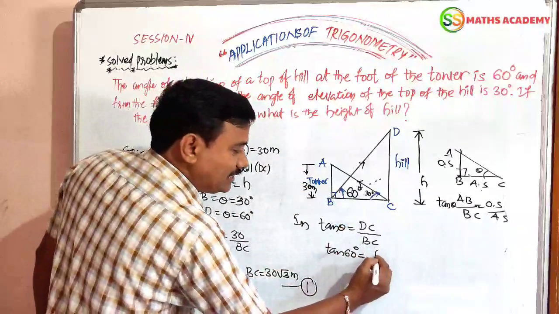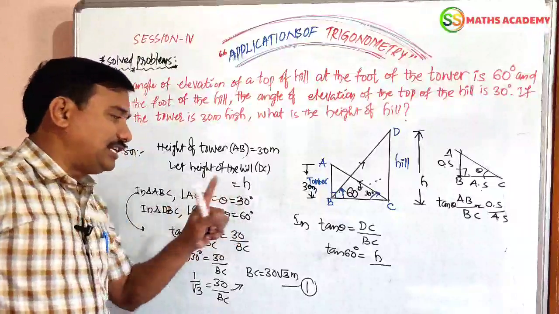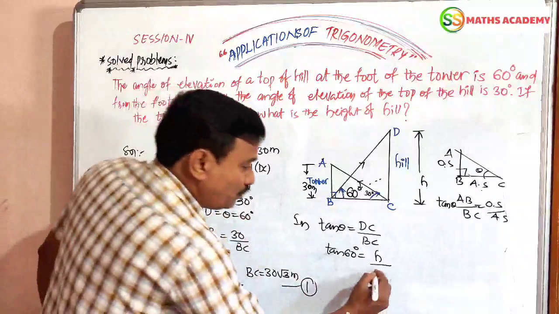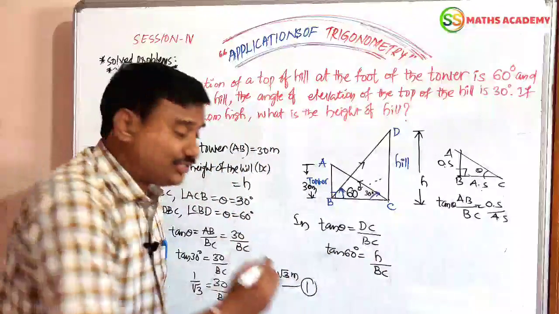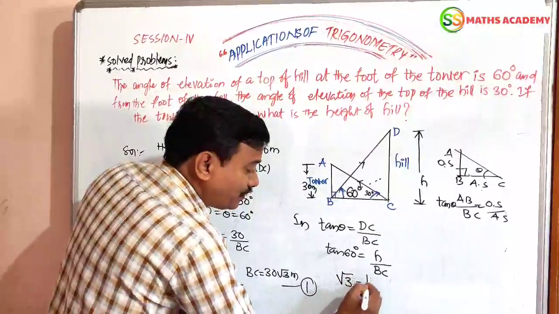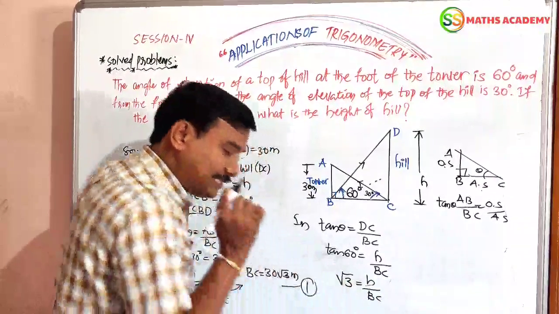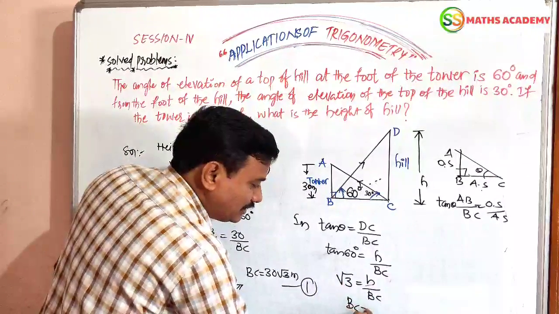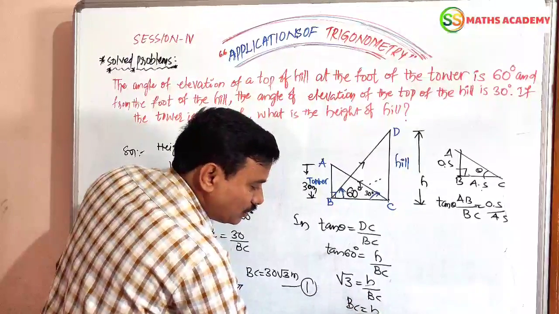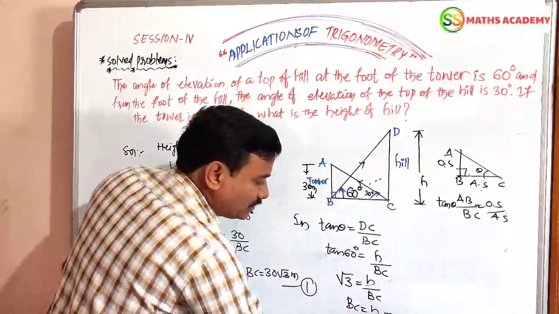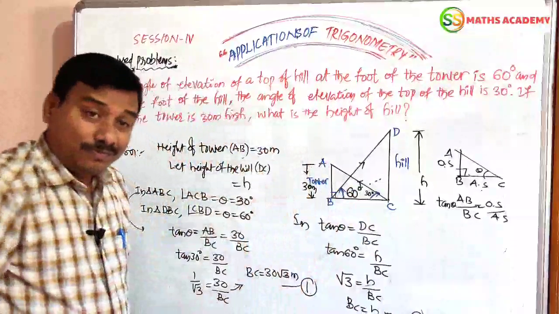Now we have to find DC. DC is what we assumed to be h, so substitute. Tan 60 is root 3, equals h by BC. Now by cross multiplication, BC equals h by root 3 meters. Put this as equation number 2.